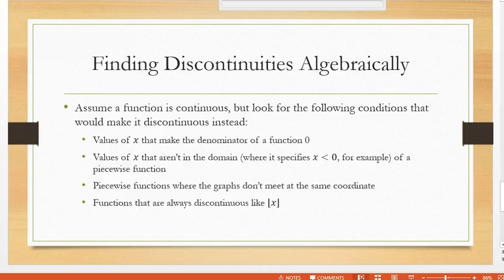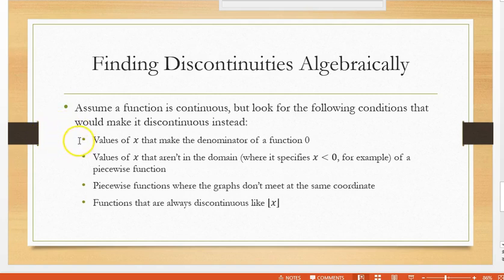Now, like I said, looking at it from the graph is usually fairly easy, but I also need you guys to be able to do this algebraically because maybe you won't have access to a graph or you won't have access to graphing technology. So the way you will determine if functions are continuous for most of the assignment is by assuming the function is continuous and then looking for one of these bullets to prove that it's discontinuous instead.